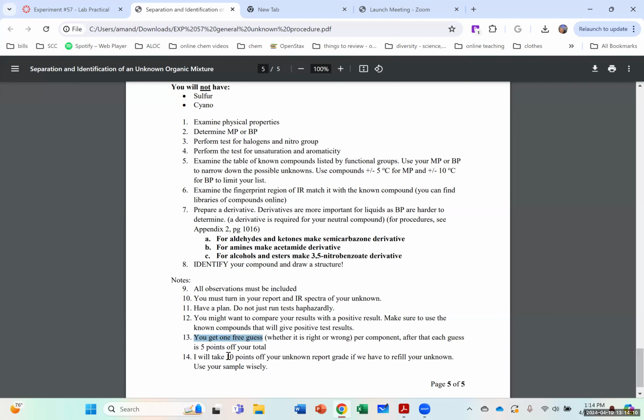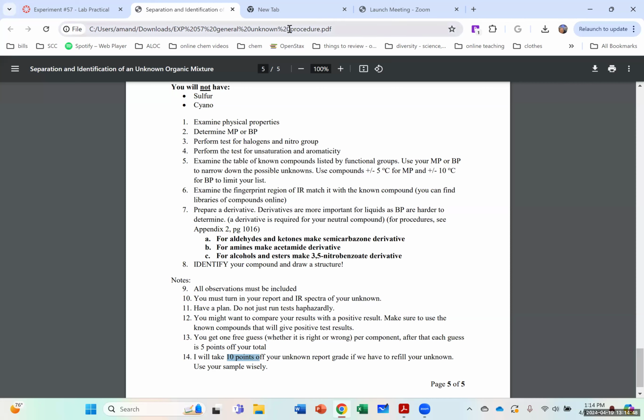And then the last thing, if you need me to refill your unknown at some point during the lab, it costs 10 points. The reason for this is a lab test, which means that it is testing your lab skills, so to use the chemicals appropriately, but it's also testing your planning process. So you can't just come into class and do every single test that's available just to gather data. You have to come in with a plan so that you're using all of your chemicals efficiently.